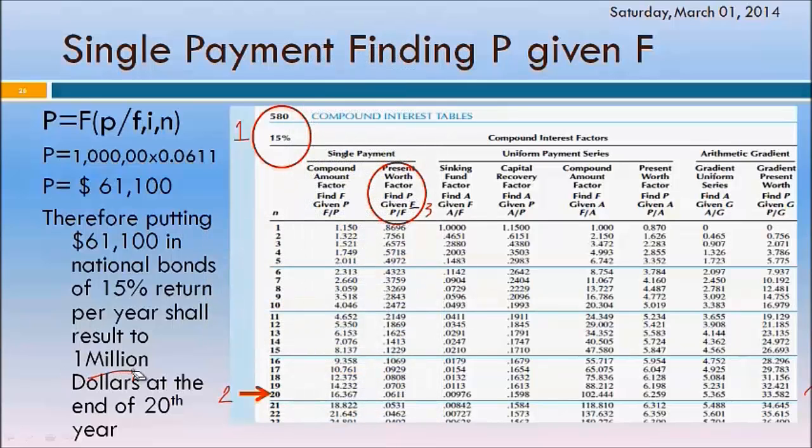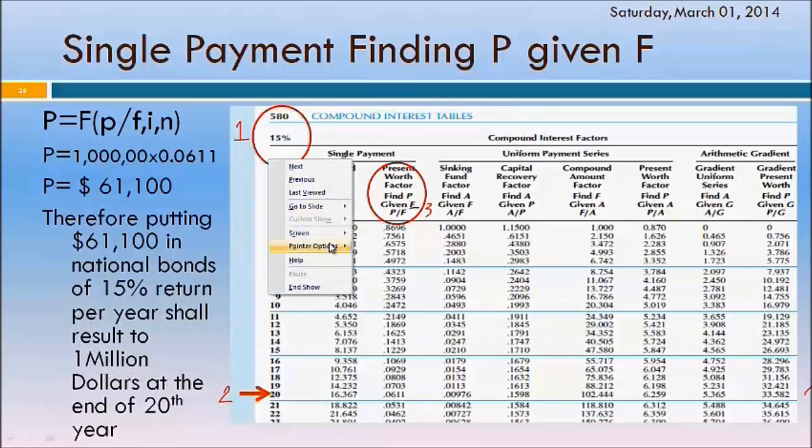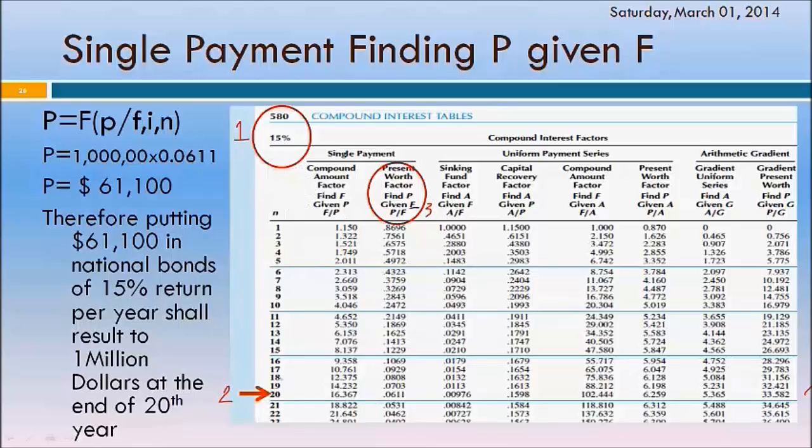Okay, back to the ball pen. Fine. So 1, 2, and 3. This is the correct factor. So the correct factor is 0.0611. Substitute, and what we got? We got this one. P equal to $61,100.